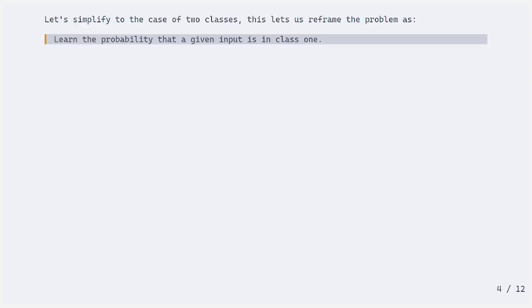So we're going to simplify this down to the case of two classes, class 0 and class 1, and we can actually use this to reframe our problem. Instead, we're saying, let's learn the probability that this input is in class 1. And this gives us a nice benefit for pretty much free, and that is we can handle uncertainty. We can have our model be unsure as to what class it is in.